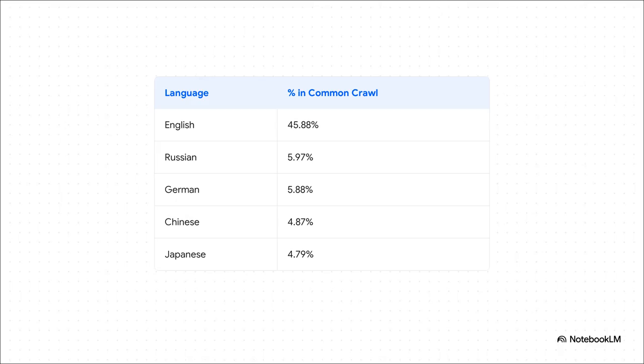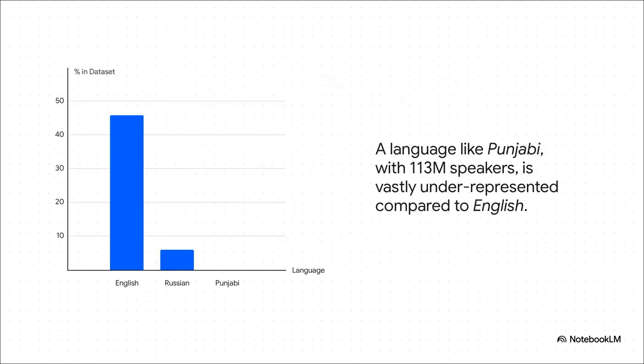But it's not just about quality. There's also a huge problem with balance. Just look at this breakdown. English absolutely dominates the dataset, making up almost half of the entire thing. It's more than 7 times bigger than the next closest language. This chart really puts that gap into perspective. You've got English way up there at nearly 46%.